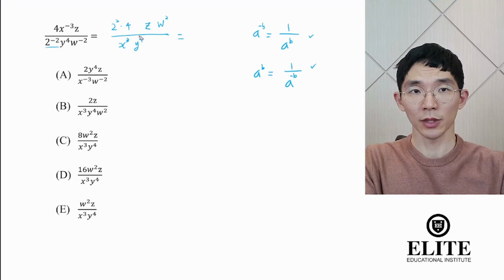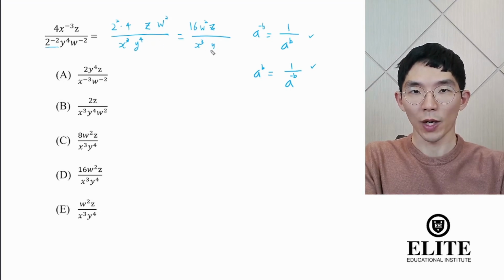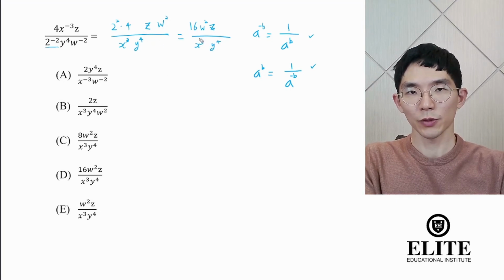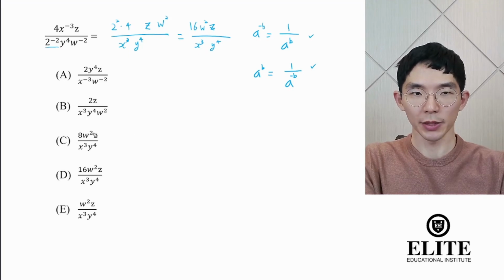Therefore, now let's see if we can cancel something. 2 squared times 4 is going to be 16. And then we have x cubed, and then we have z, w squared times z, and then y to the 4th. So which one satisfies that expression? A, B, C, or D? The answer is D.